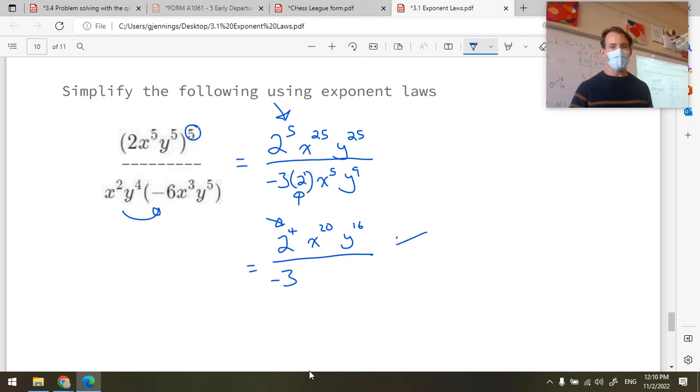And this could be my final answer, but I can simplify this a little more and tidy it up. 2 to the 4, I don't feel like checking my calculator, so I do this: 2, 4, 8, 16. Okay, it's 16. All right, so that's equal to negative 16 x to the 20, y to the 16 over 3.